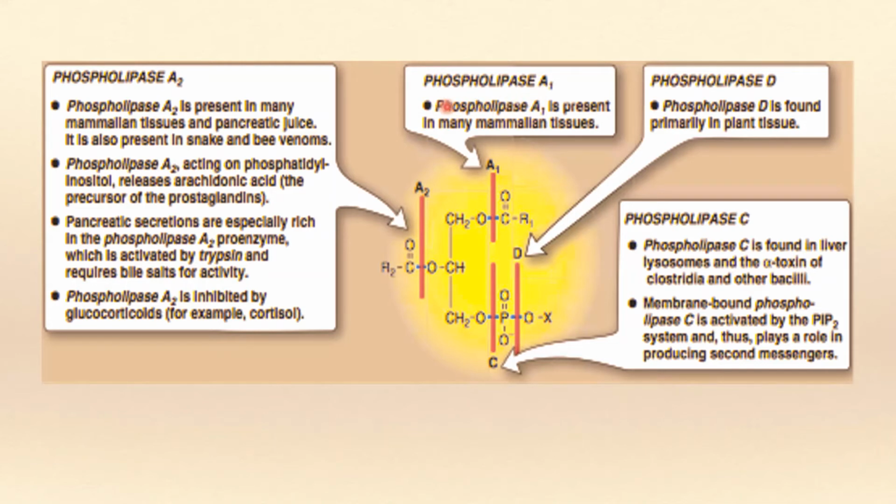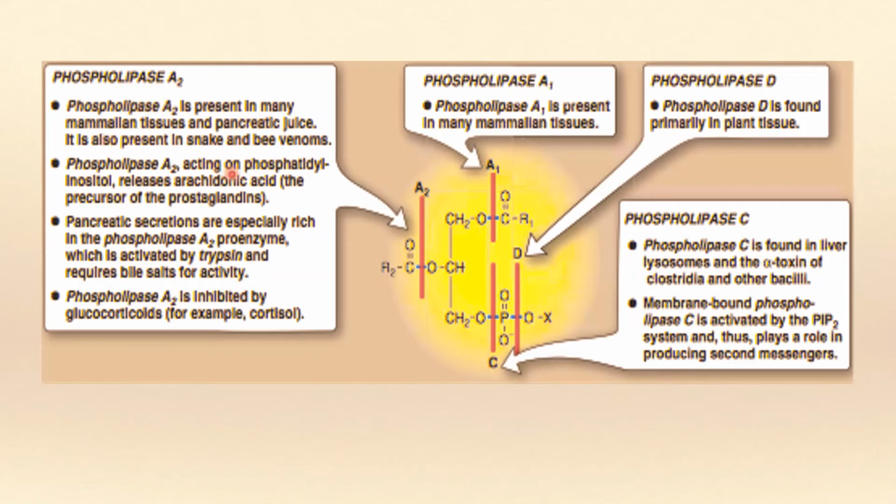The first one is phospholipase A1, which releases the fatty acid at C1 position of the glycerol, and it forms the lysophospholipid and free fatty acid. Subsequently, phospholipase B, which releases the fatty acid at C2 position, and the remaining part of the glycerol with phosphate and nitrogenous base. So there is one more enzyme known as phospholipase A2.